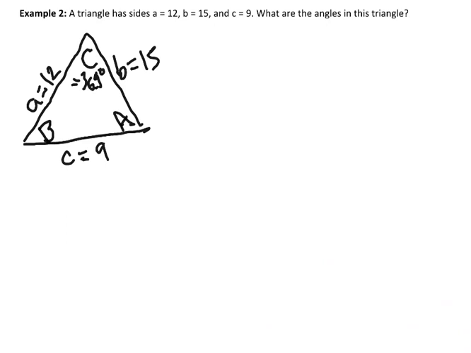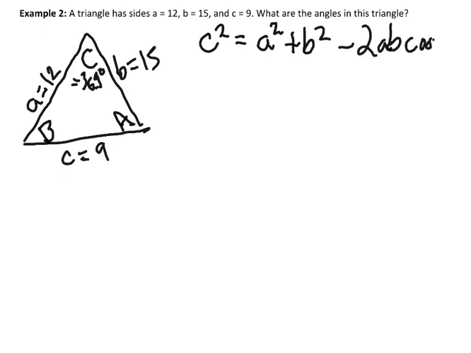If I want to know angle A, I need to use a different form of the cosine law. So the basic form of the cosine law is this. C squared equals A squared plus B squared minus 2AB cos of angle C. If I want to make this angle in here angle A, then that means instead of being a C over here, this would have to be side A.